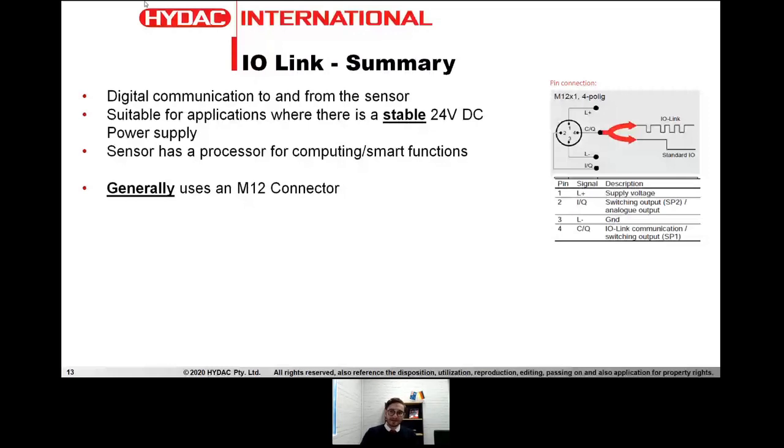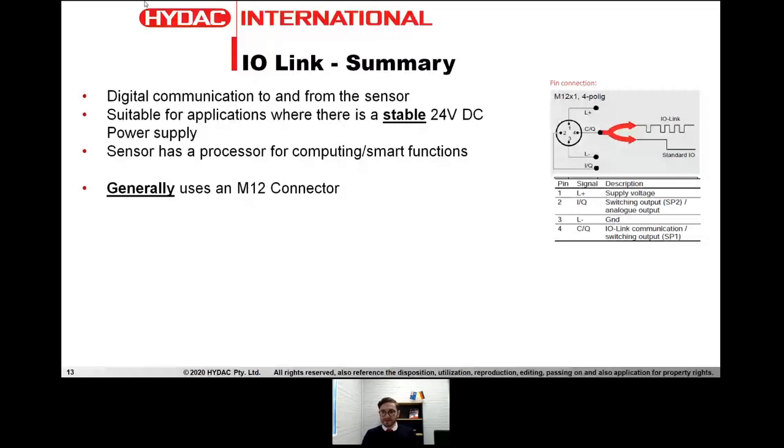As you can see on the right hand side, you can see the pin connection of an IO-Link sensor connected via an M12 connection. You can see the C/Q, and you can see that it's using the same output as it would for the PNP output of the sensor. It's actually using that as the IO-Link communication. So that's very important to note.